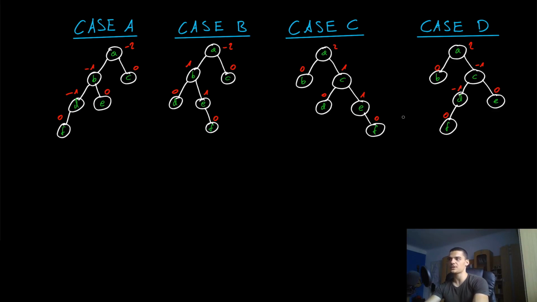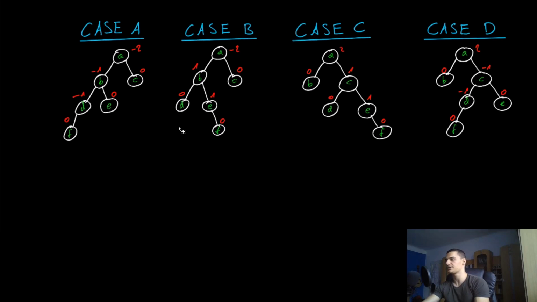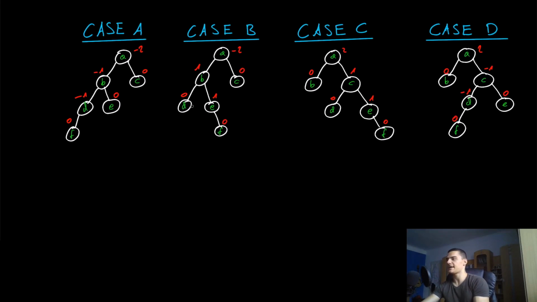Now in order to answer that question, I have prepared 4 cases here, case A, B, C, and D, that are all unbalanced trees with a balance factor of either -2 or 2. And we're going to look at how to rebalance these because all of those need a different solution, at least kind of different. Now let's look at case A. Case A is a very simple case.